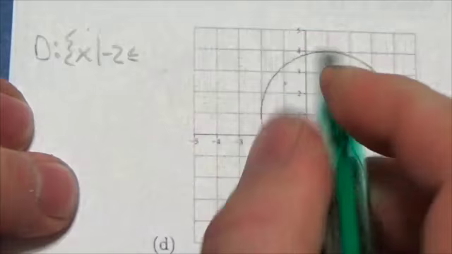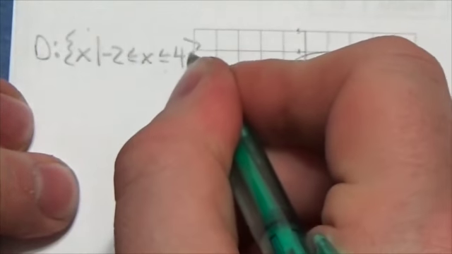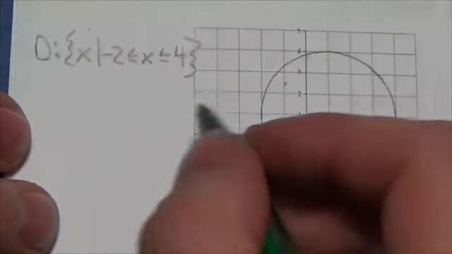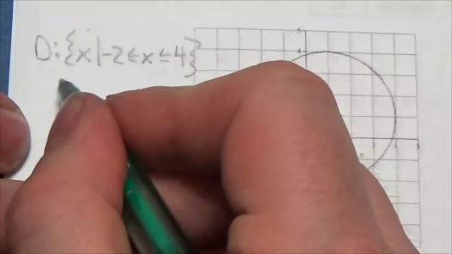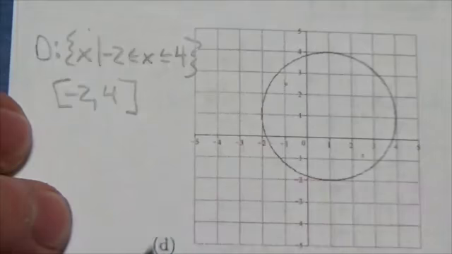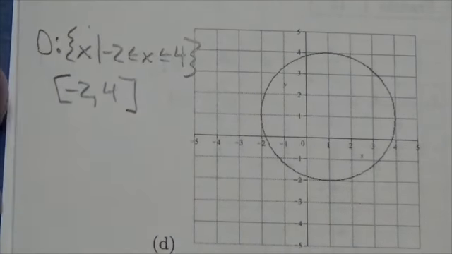And so my domain here is going to be all values in between and including the endpoints from -2 out to 4. Okay, and so my domain written in interval notation will be hard brackets, -2 out to +4 hard brackets, because this is a closed interval, meaning I'm including the endpoints.